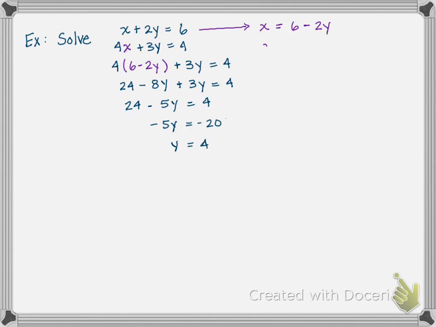So we have x equals 6 minus 2 times 4. Just replacing that y with 4, and we end up with x equals -2. So my solution is (-2, 4). Does this make sense?